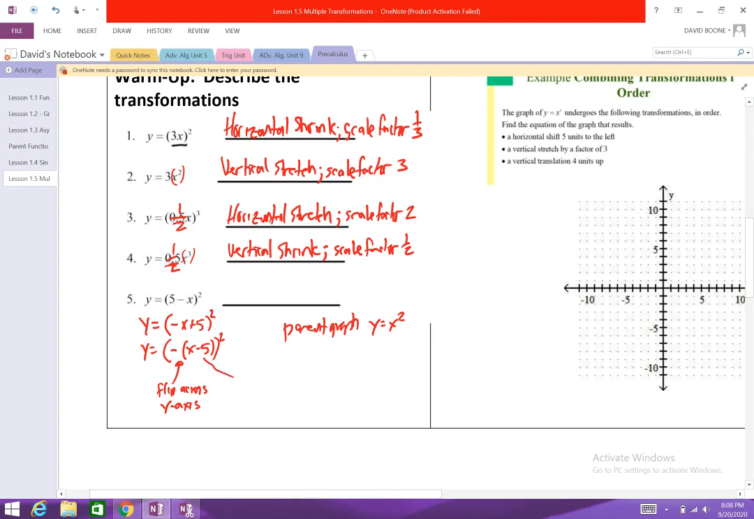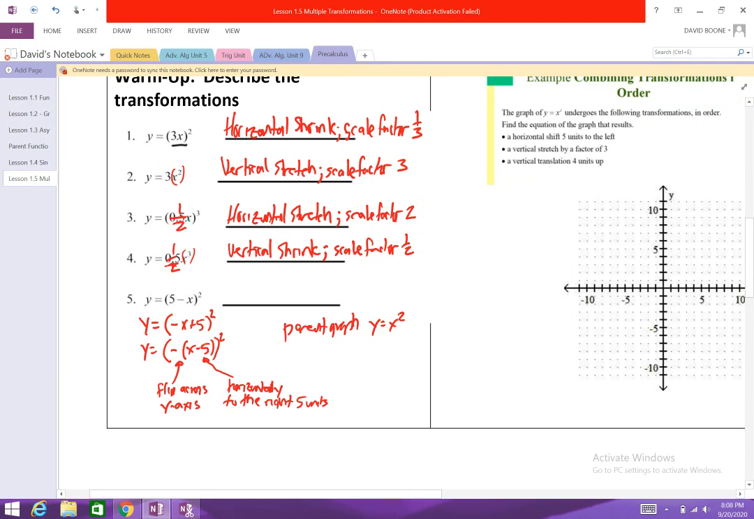And then I know here, again, this is inside the parentheses by the x, so I know it's affecting it horizontally. Okay, so I know something's happening horizontally to this. And I'm getting something subtracted. It's inside the parentheses, so we think opposite. So instead of subtracting 5, I'm going to add 5. So when I add 5, I move to the right. So this is moving horizontally to the right 5 units. So that's what you can put on the blank here.